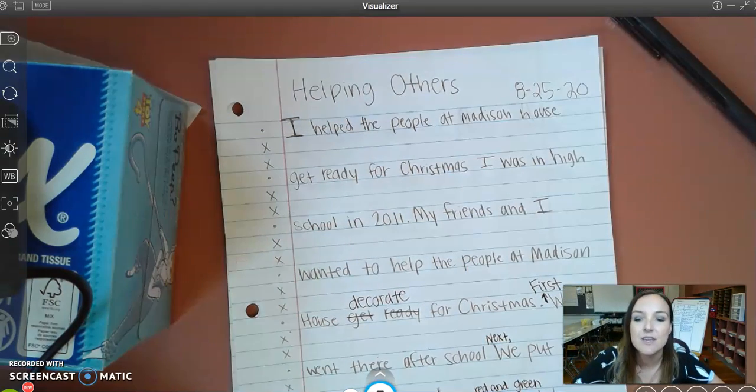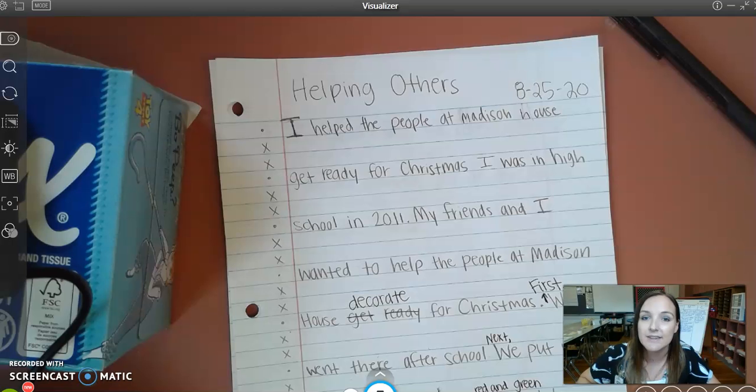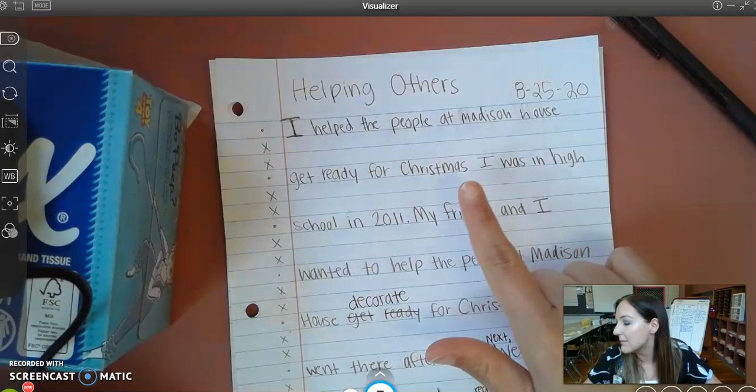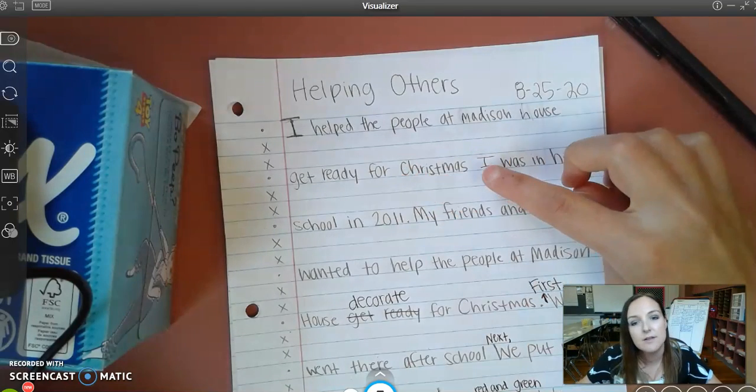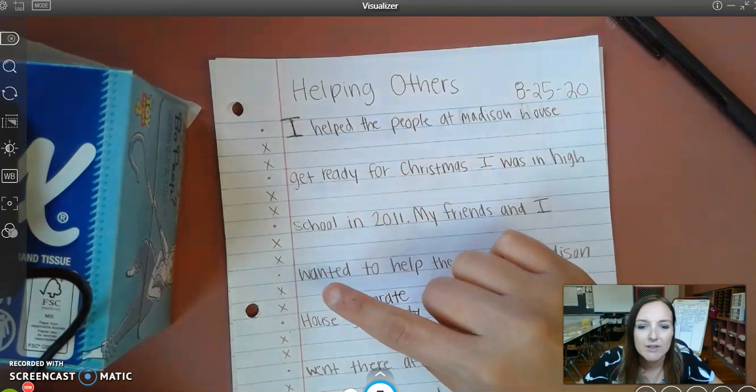That's something that I see a lot of second graders do, is they put a lowercase I or a little I, and we need to make sure it's capital. I helped the people at Madison House get ready for Christmas. I was in high school in 2011.